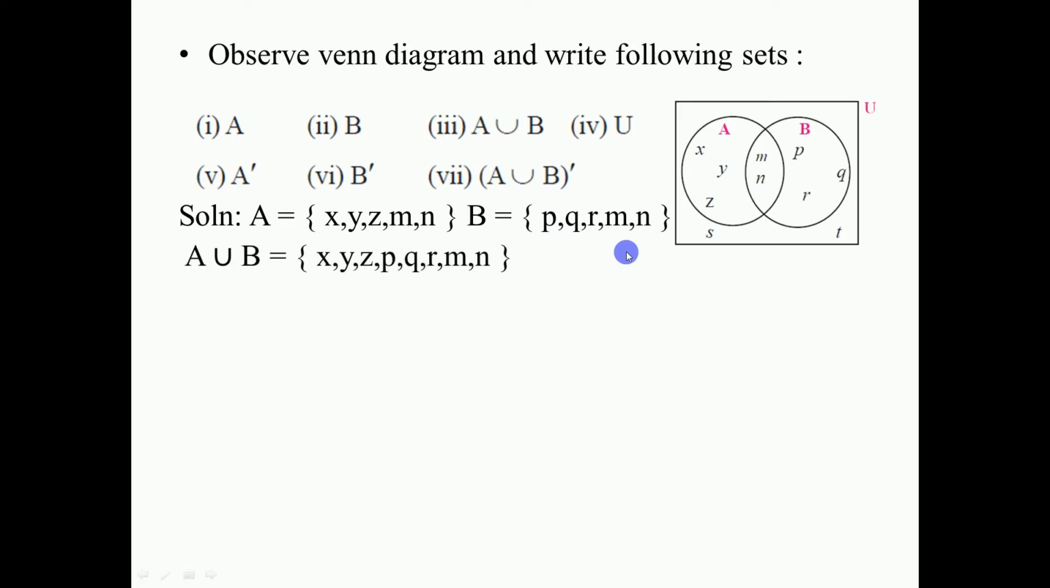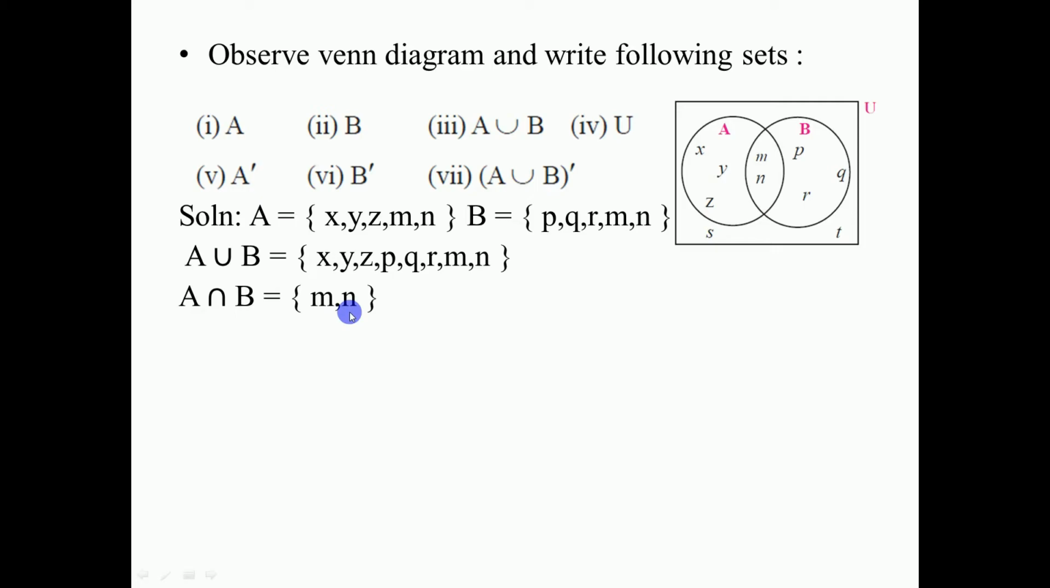Now you can write the union. Union is nothing but x, y, z, m, n and p, q, r, m, n, but m, n is common, so we have to write it only one time. Now I have found one more important question which is not asked in this one, so I have written here A intersection B. Now A intersection B means the common elements. From the diagram itself you can see the elements common to both of the sets are M and N.